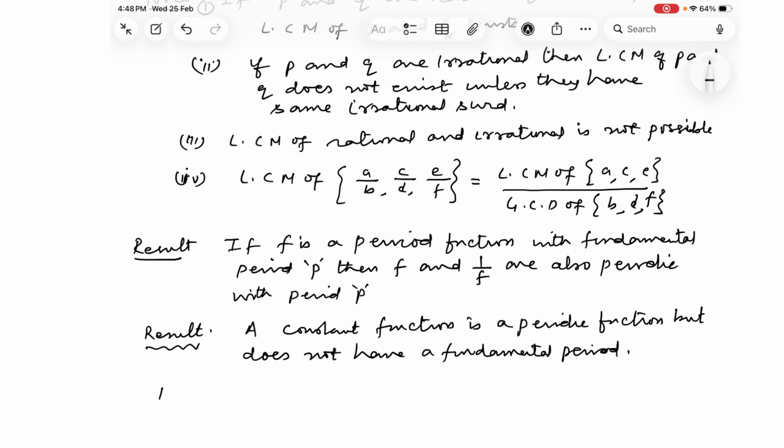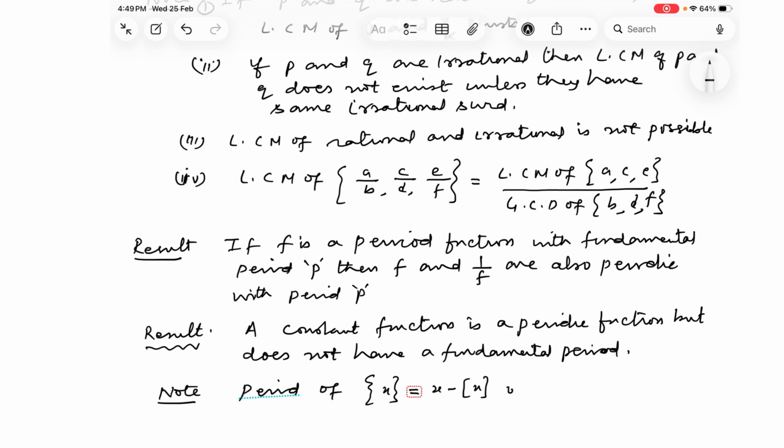One important point here is: what is the period of the fractional part of x? Fractional part of x actually means x minus floor of x. The period of the fractional part of x, which is x minus floor of x, is always equal to 1.